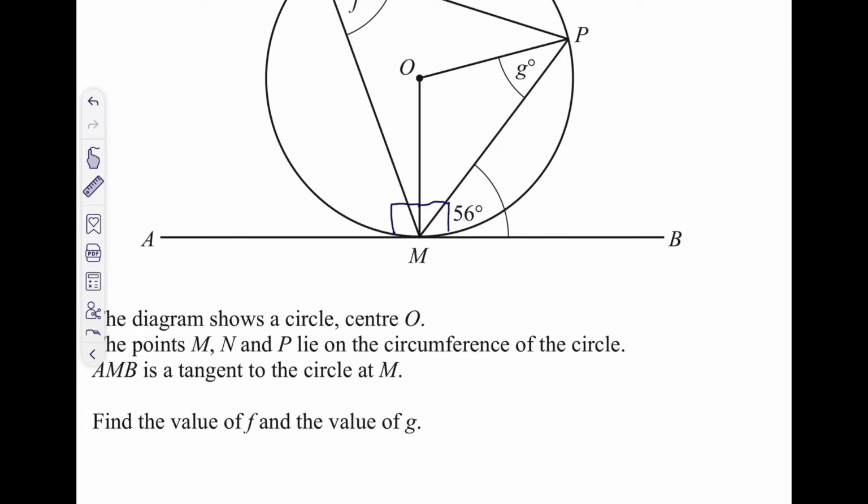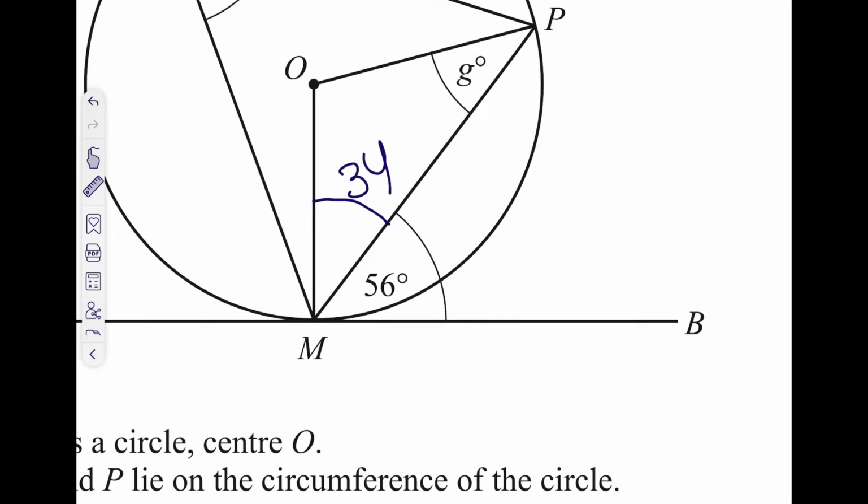And if this is 90 degrees, they have given us 56 as well. So we would be able to find this angle, which is OMP, by simply doing 90 minus 56, that is 34. All right. Now, you guys gotta focus clearly here. If this is 34, then G would also be 34.